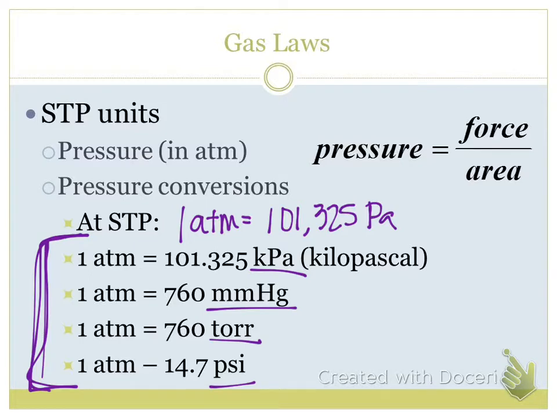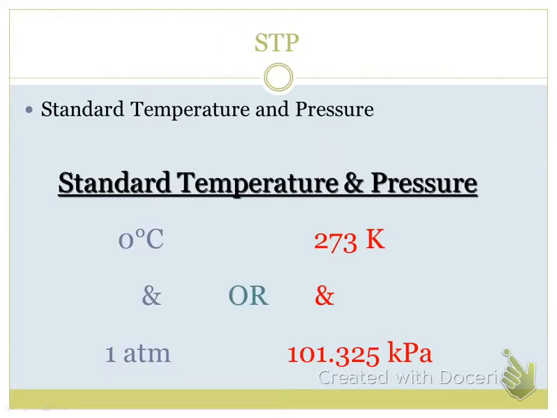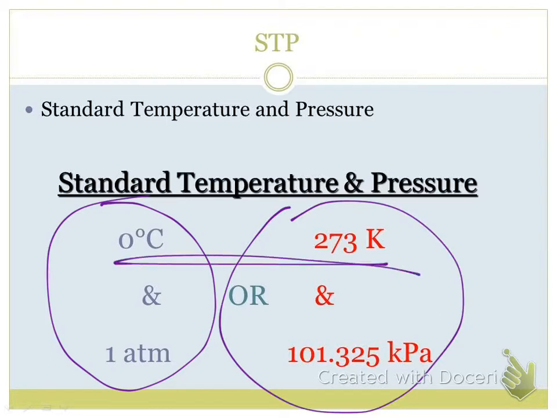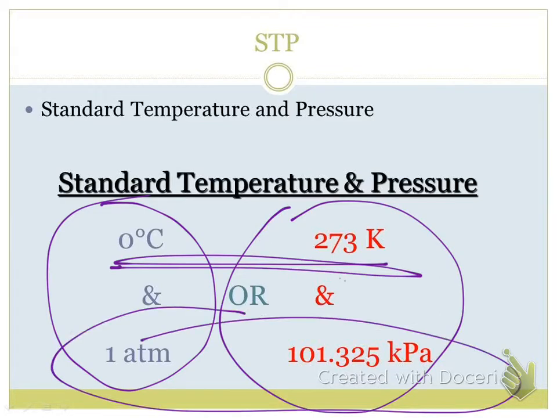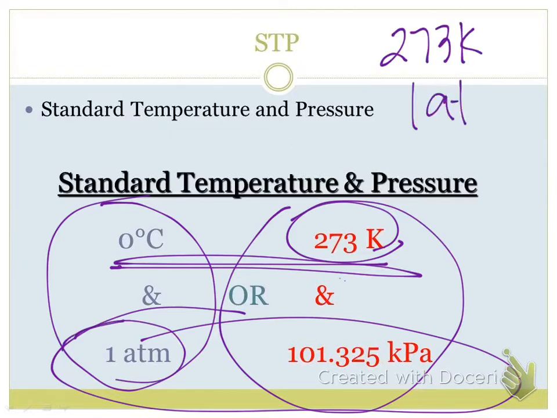Millimeters of mercury, do we see where that comes from? Listen, millimeters of mercury, 0 degrees Celsius and 1 atmosphere. These are the conditions. These mean the same thing: 0 degrees Celsius and 273 Kelvin are the same temperature. This is the same amount of pressure. Realistically, you're going to want it in Kelvin and atmospheres all the time. So your STP units are really 273 Kelvin and 1 atmosphere.